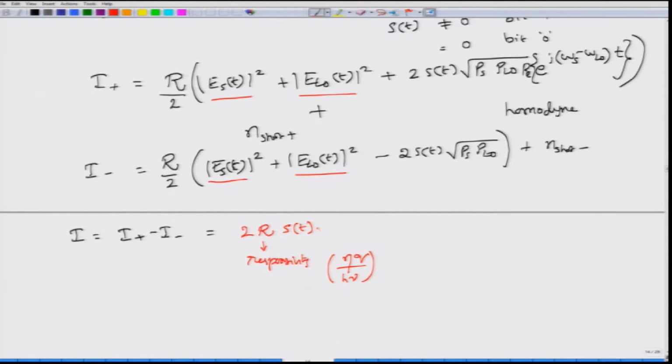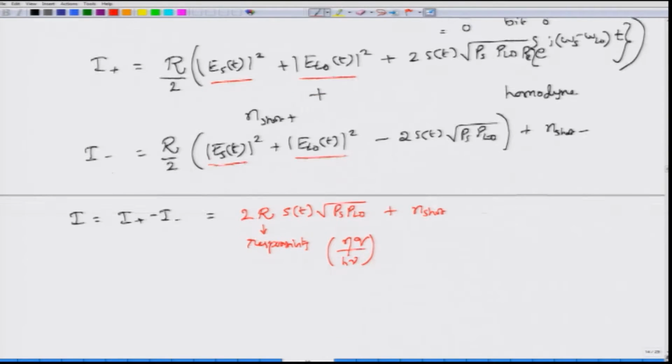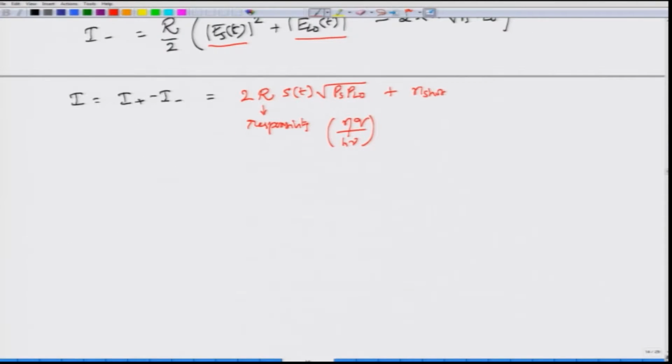Okay. Times square root of Ps PLO, and then you have the total noise component, which can be written as N shot. N shot will be defined as N shot plus minus N shot minus. That is to say, this fellow is actually N shot plus minus N shot minus. Okay. So this is the overall noise that you are going to get, and this variable, the difference between the two noises, is denoted by N shot. Okay. So this is what you have for the photodiode.